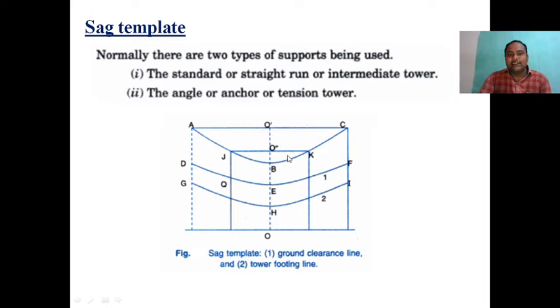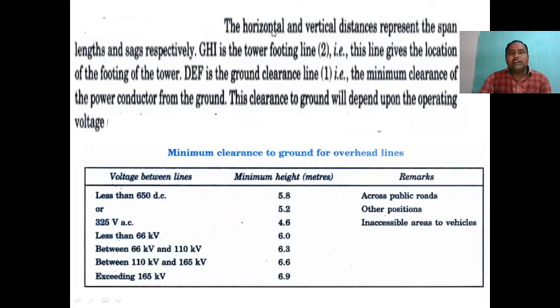JK is the span. The horizontal and vertical distances represent the span length and sags respectively. GHI is the tower footing line. This line gives the location of the footing of the tower. DEF is the ground clearance line, the minimum clearance of the power conductor from the ground. This clearance to ground will depend upon the operating voltage.